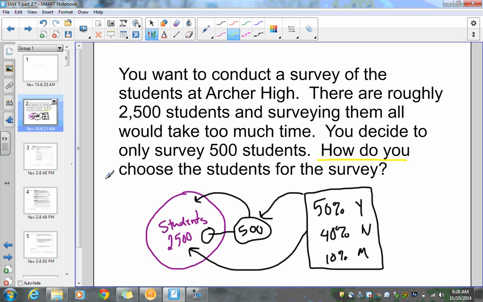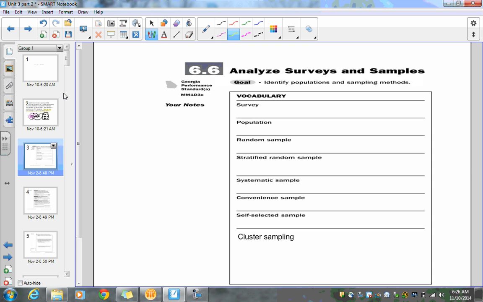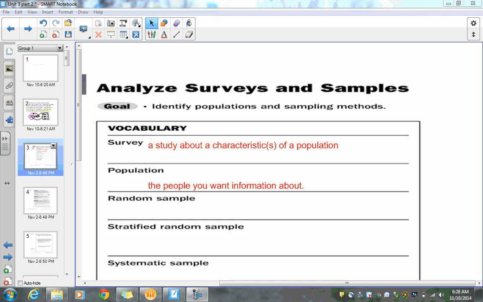Now, what we're going to focus on today is this: how do you choose the students for the survey? And that's where we're going to the definitions here. Let me zoom in and let's start going over some of this. For the next 2 or 3 minutes, it's going to be very definition heavy, so I apologize for that, but we've got to get through this.